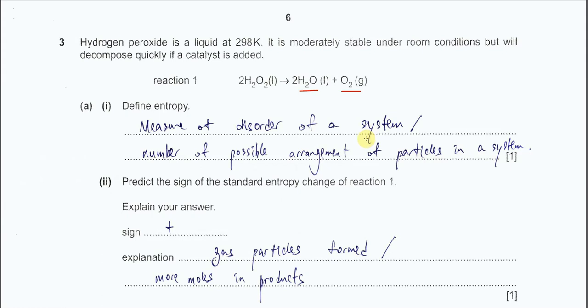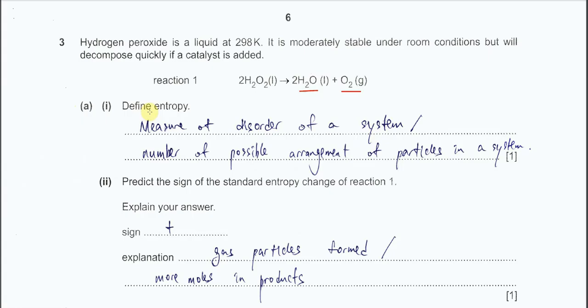Question 3. Reaction 1 shows the decomposition of hydrogen peroxide to form water and oxygen. Part A, part 1. Define entropy.